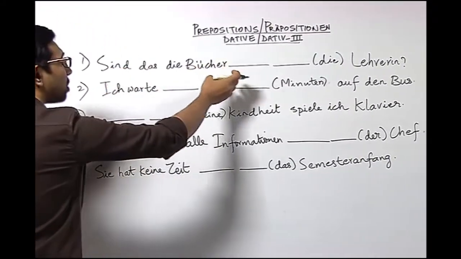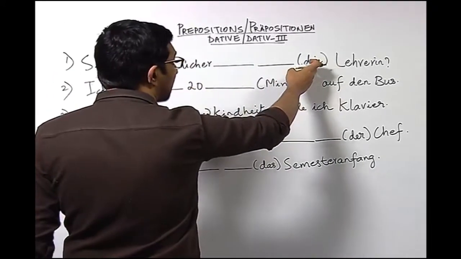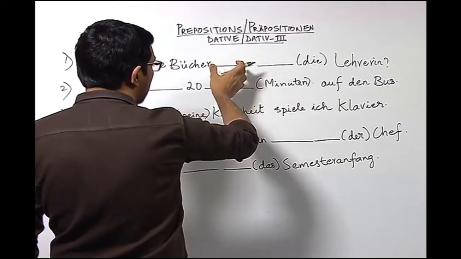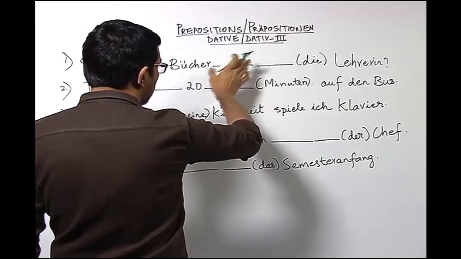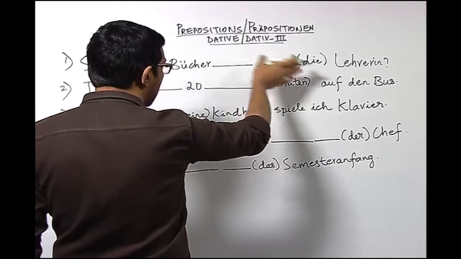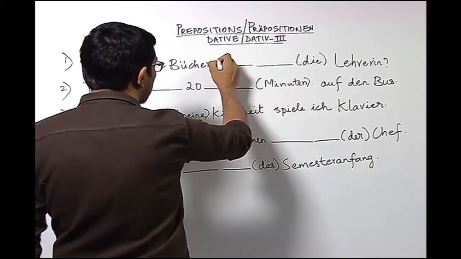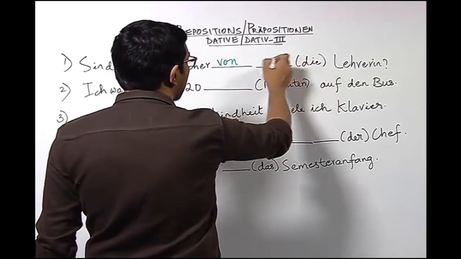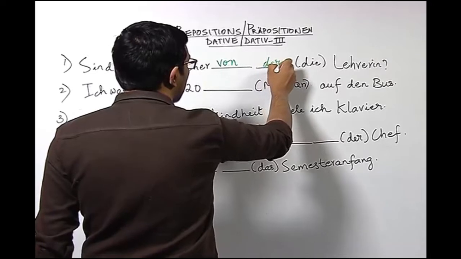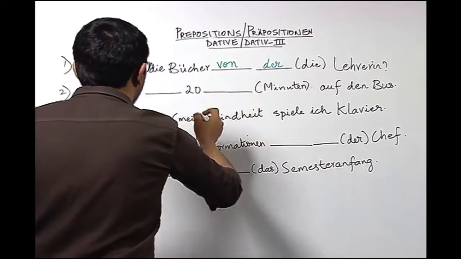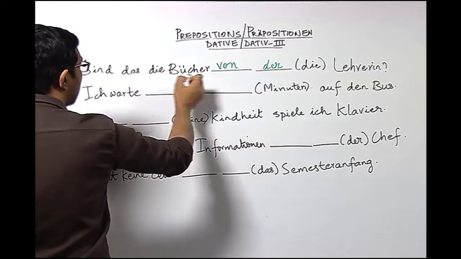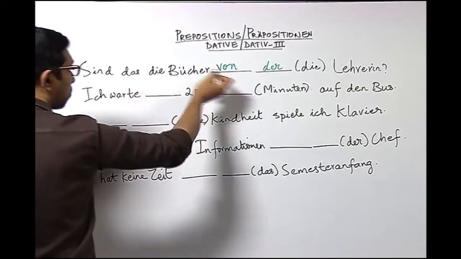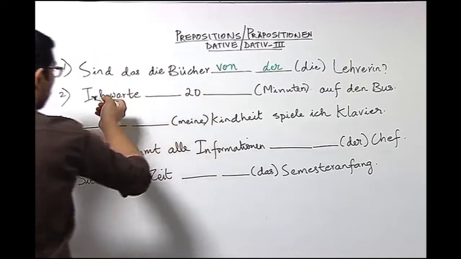Sind das die Bücher? In brackets we have the article die for the noun Lehrerin. Now, we know that we use the preposition von to show the relationship between two nouns. So, we use the preposition von, and we know that in dative die becomes der. So, we have von der Lehrerin. I have told you that here die Bücher is the nominative, and accordingly we have conjugated the verb sind. It's a yes or no question. The verb comes at the first position.